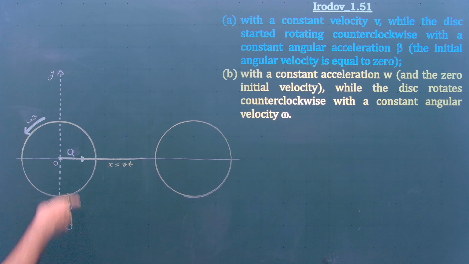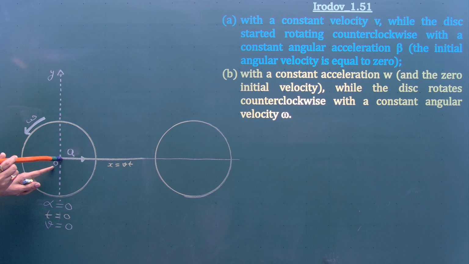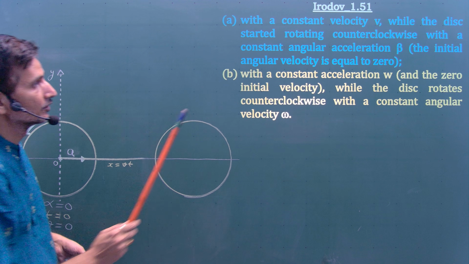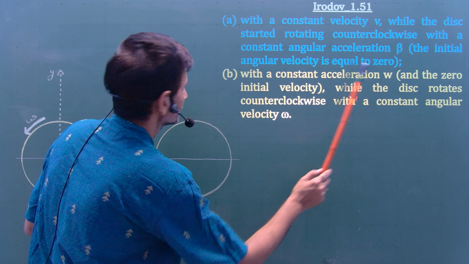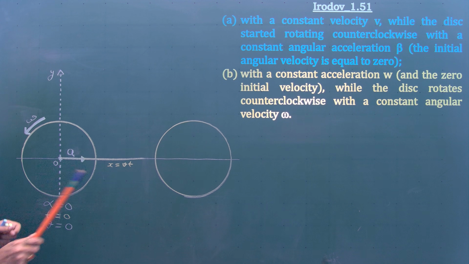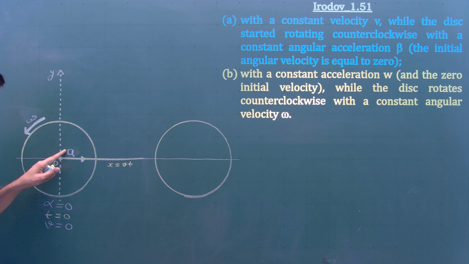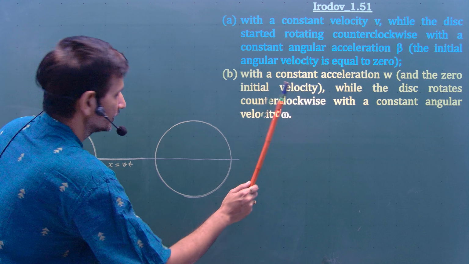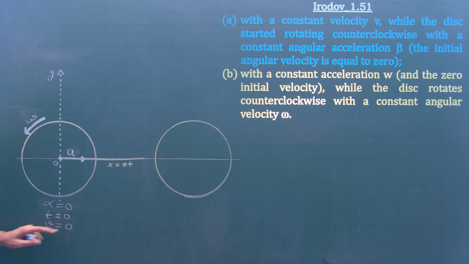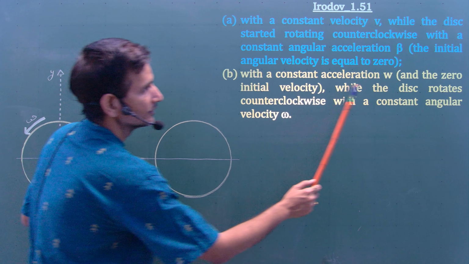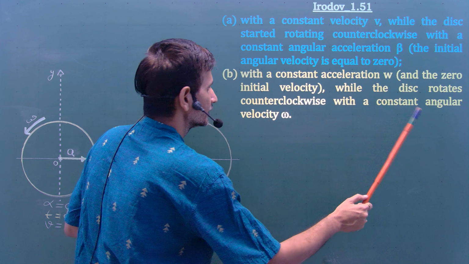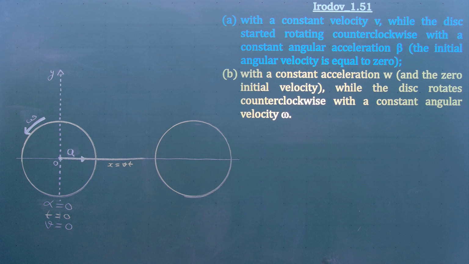What is the question? This is a disk. Initially, the axis of rotation of the disk is at the origin. The disk is moving with a constant acceleration w. Instead of w, I write the acceleration as a symbol a, and the initial velocity is zero. So, at t equal to 0, v equal to 0. While the disk rotates counterclockwise with a constant angular velocity omega. Omega is constant means alpha is 0.